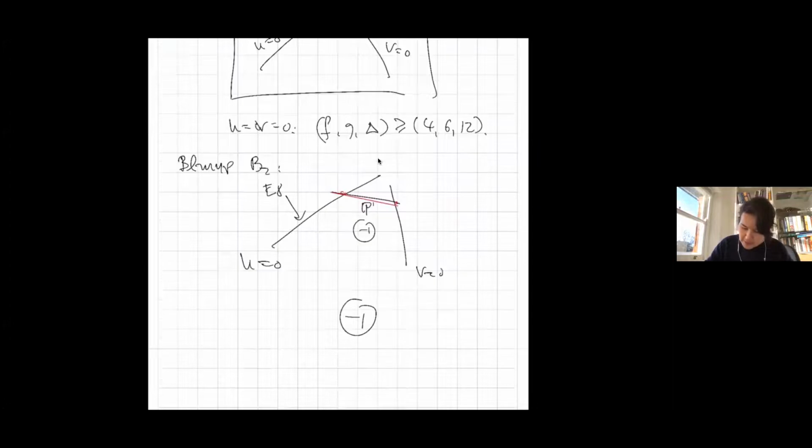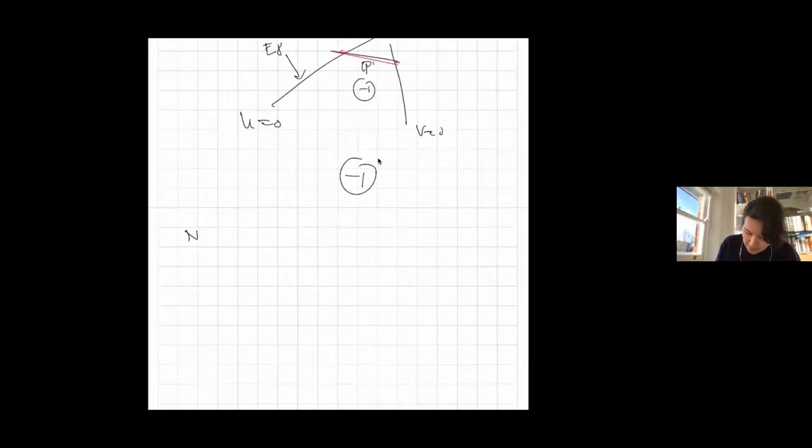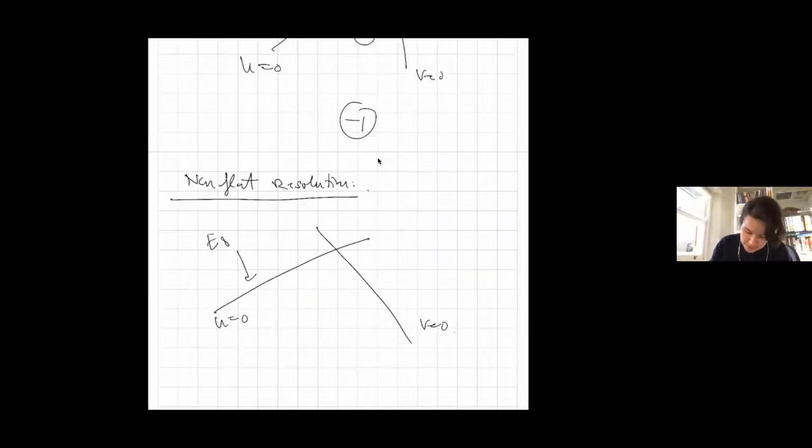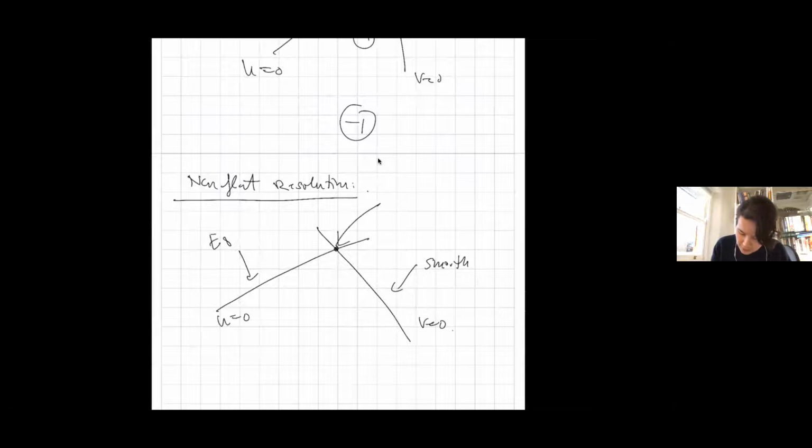So the second case is the non-flat resolution. In fact, what we're going to be doing is you have U equals 0, V equals 0. And now above here, there's still this E8, say, and here's a smooth fiber. And when they meet here, there was a singularity, but now I can insert a fiber, and the fiber that I insert is actually a surface.